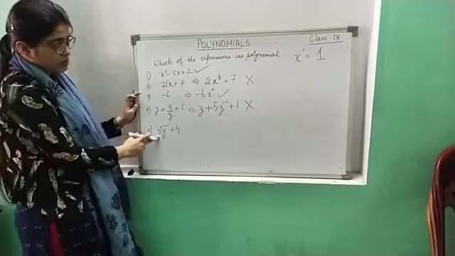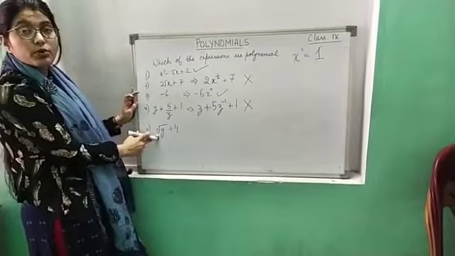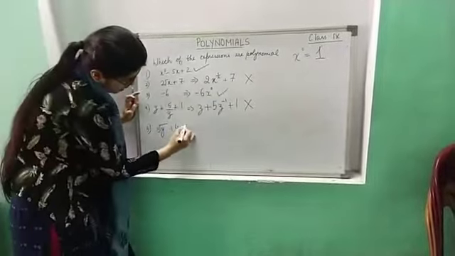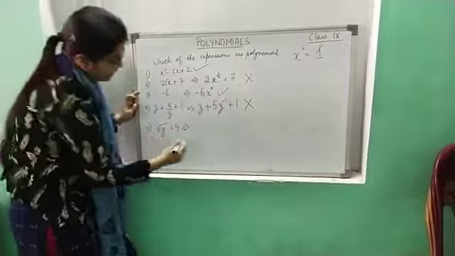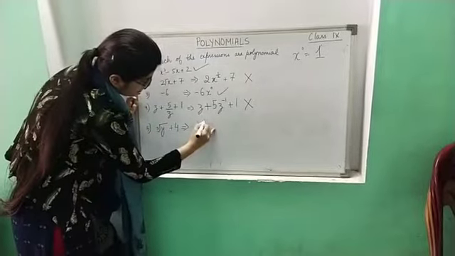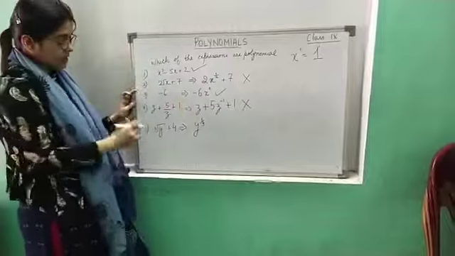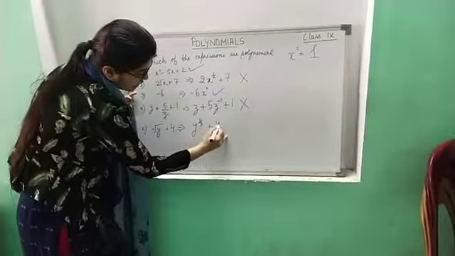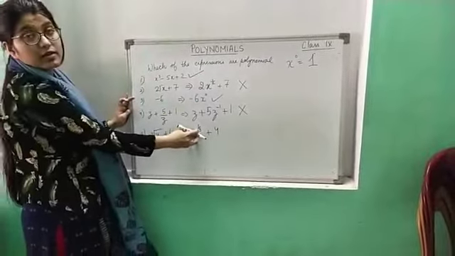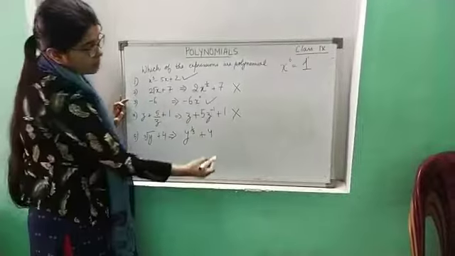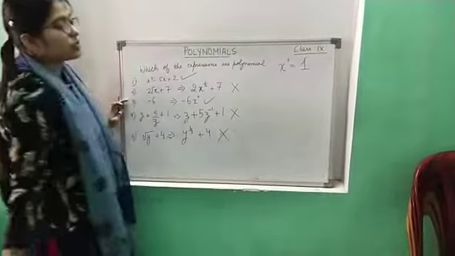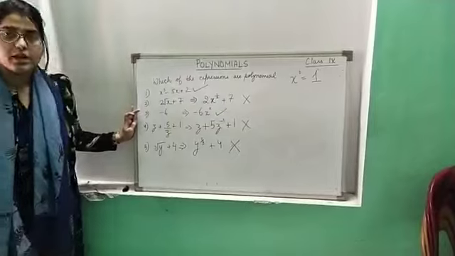Now check question number 5: cube root of y. How can I write the cube root of y? I can write it in this manner: y to the power 1 upon 3, plus 4. Again you observe the variable has a power in fraction, which means again it is not a polynomial. Now let's move ahead.